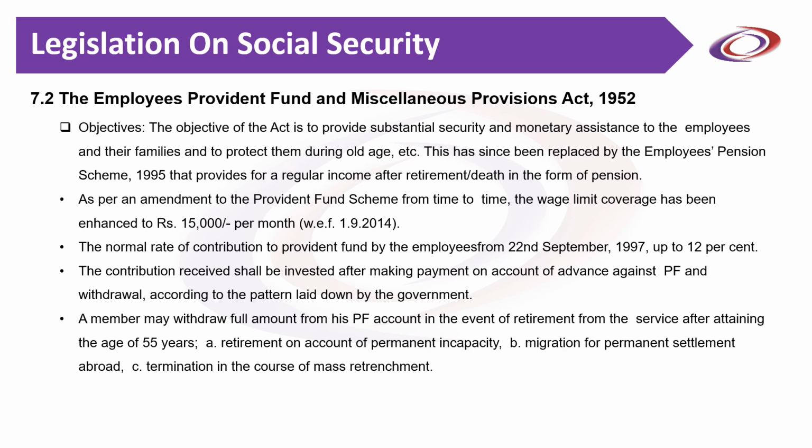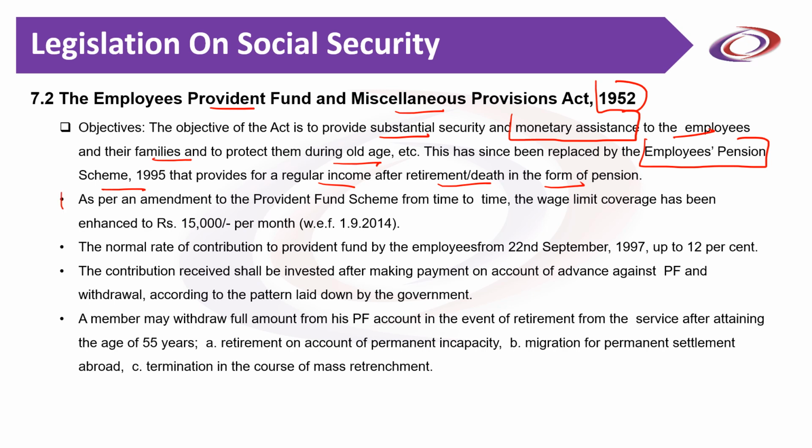Second is the Employees Provident Fund and Miscellaneous Provisions Act of 1952. It is to provide substantial security and monetary assistance to the employees and their families to protect them during old age, etc. Now, this has been replaced by the Employees Pension Scheme of 1995, and it provides for regular income after retirement or death in the form of pension. Still, we need to see what the features of this act are as well.